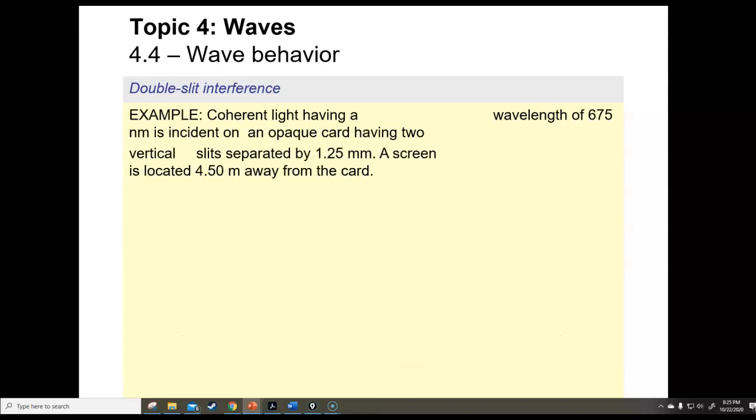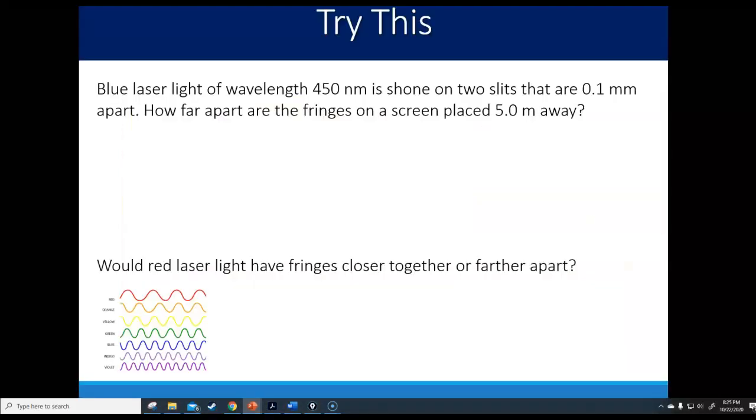All right, now just to look at one more question, let's take a look at this. Blue laser light of wavelength 450 nanometers is shown on two slits that are 0.1 millimeters apart. How far apart are the fringes on a screen placed 5 meters away?